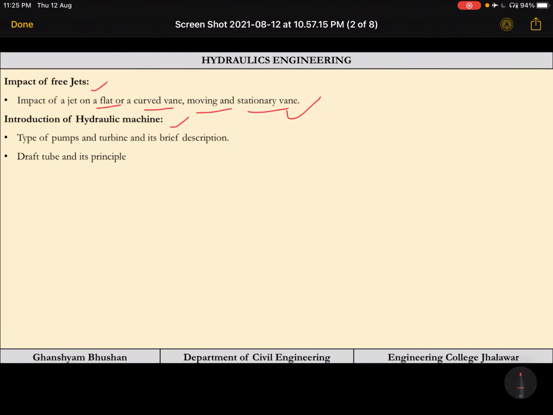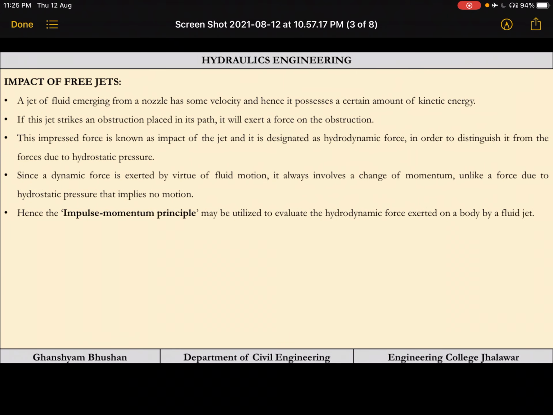So let us start with our first case. Let us first try to understand what the impact of free jets is. Why are we going to study this? Because in turbines we have to use the impact of a free jet. A jet will be there, filled with very energetic water. The water, with very high energy, will strike the plates of the turbine. The turbine will move, and ultimately we will get power out of this whole process. So this is a very important phenomenon in power generation.